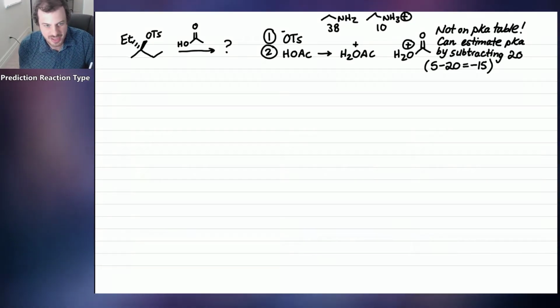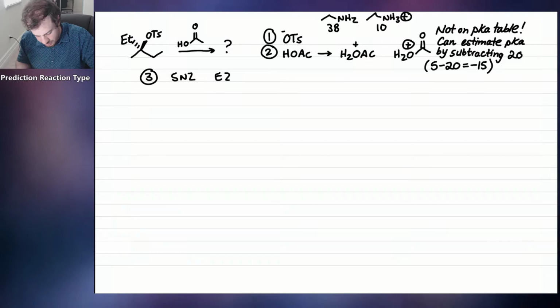And that makes sense, right? A carboxylic acid is not going to be a very strong base. So we would expect the pKa of the conjugate acid to be quite low. Okay, now we can do our table method. So SN2, E2, SN1, E1.